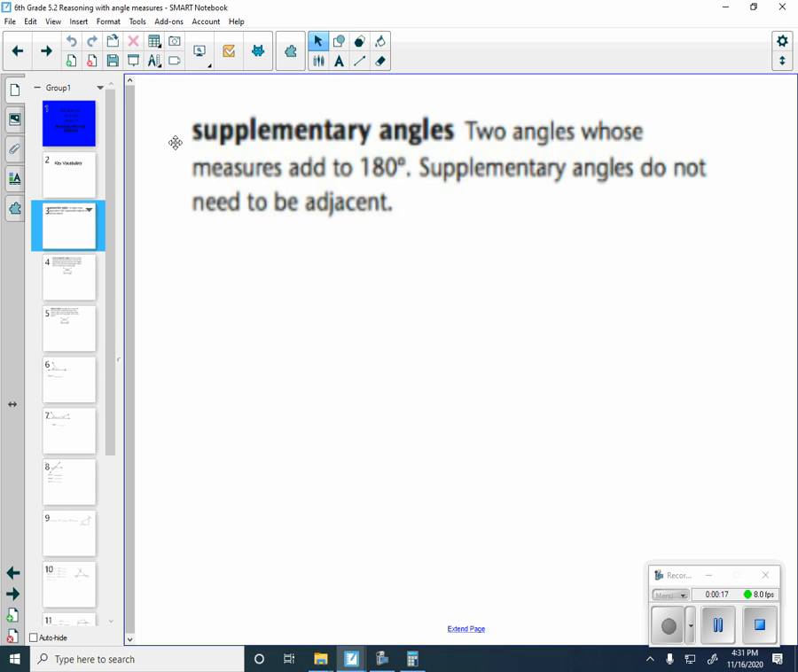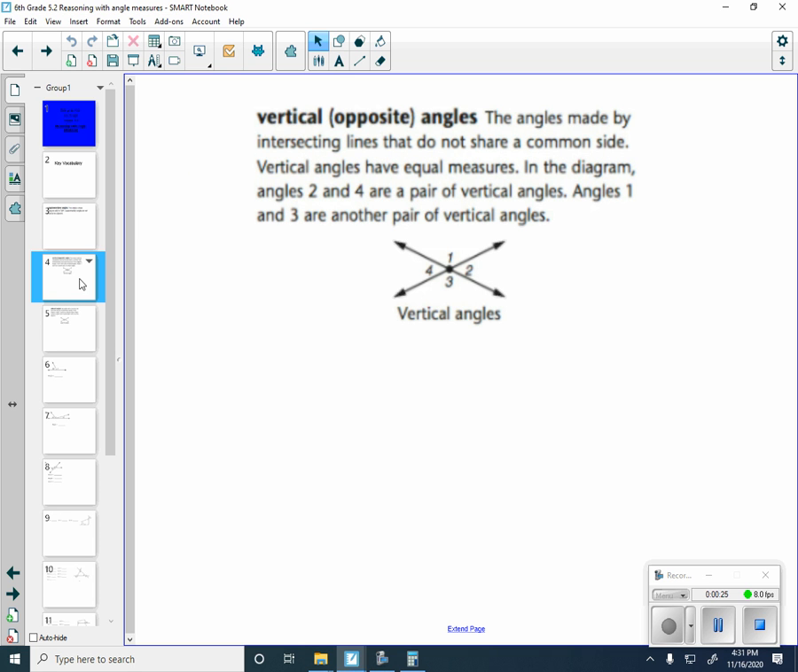There's going to be something called supplementary angles. That's when two angles whose measures add up to 180. Supplementary angles do not need to be adjacent angles. Okay? It's okay. Vertical or opposite angles. These angles are made by intersecting lines that do not share a common side. Vertical angles have equal measures.